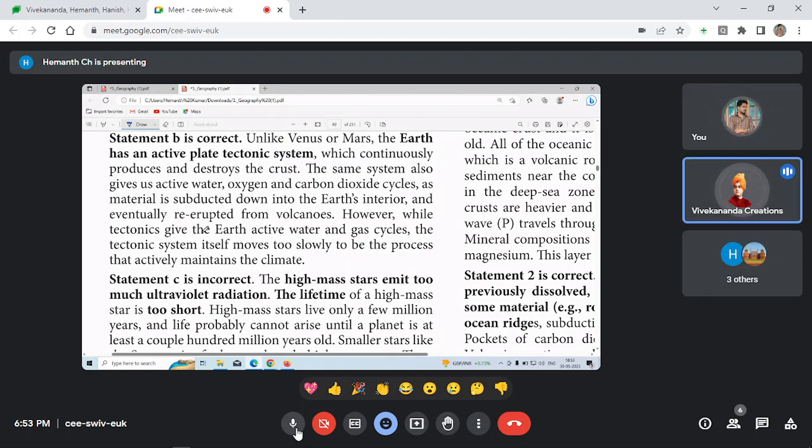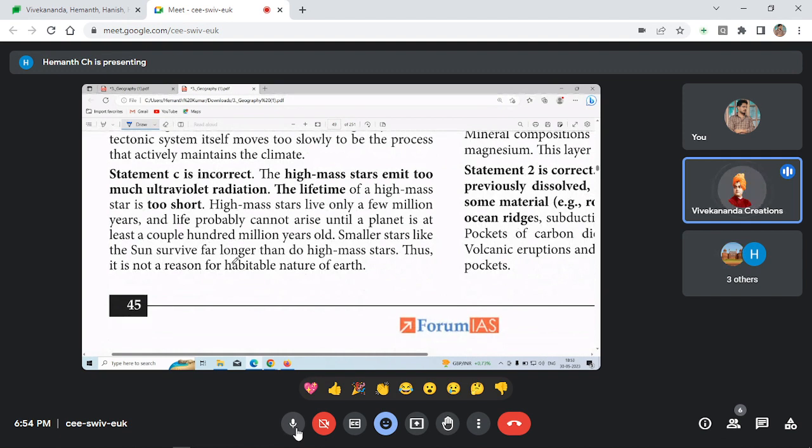The statement is incorrect. A high mass star emits too much ultraviolet radiation, and the lifetime of a high mass star is too short. A high mass star lives only a few million years, and life probably cannot arise until the planet is at least a couple hundred million years old. Smaller stars like the sun survive for longer than high mass stars. Thus, it is not a reason for the habitable nature of Earth. Okay. Next.